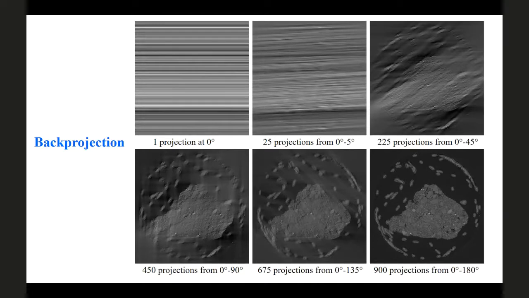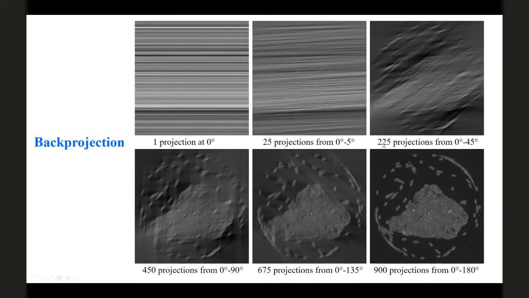And then you add them together and you do that again and again. So this is taking 25 projections from 0 to 5 degrees. And obviously in the first one, it's just a bunch of horizontal stripes. But now when you project here, things are adding or subtracting as you project and add that image back across the entire reconstruction plane here.